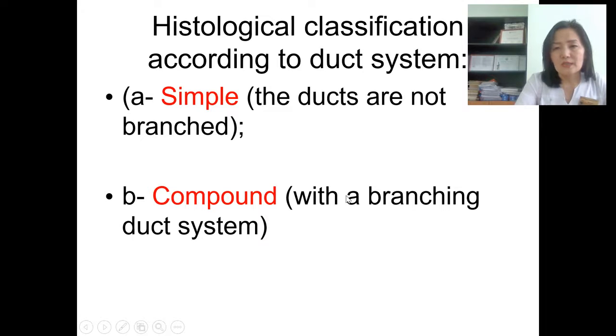According to the duct system, exocrine glands can be simple and compound. What does it mean, simple? Simple glands, ducts of the simple glands are not branched. But compound means their duct system consists of many branches.